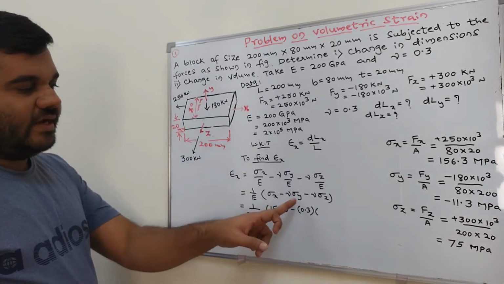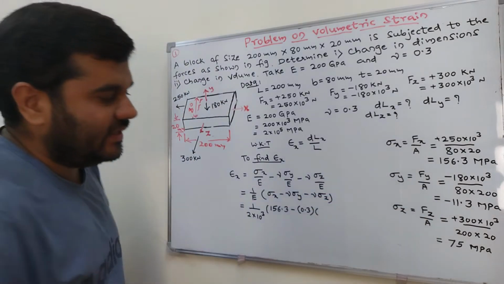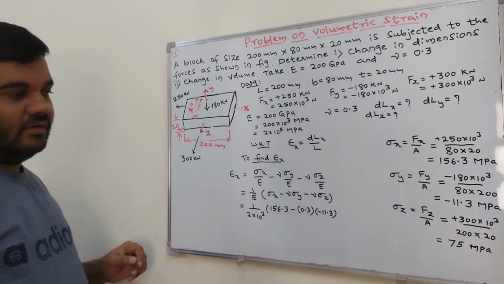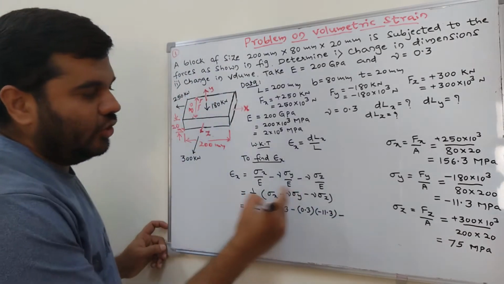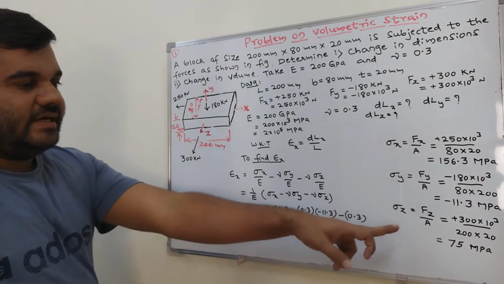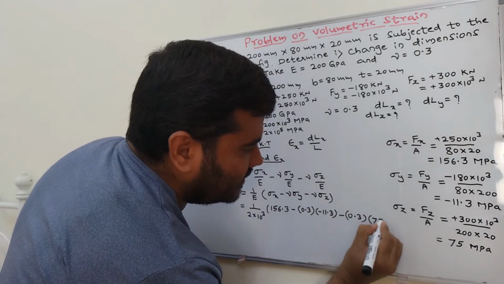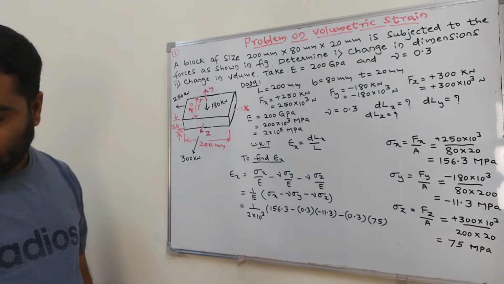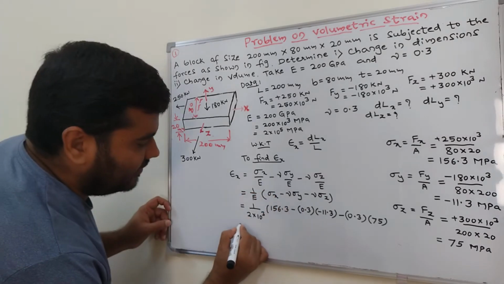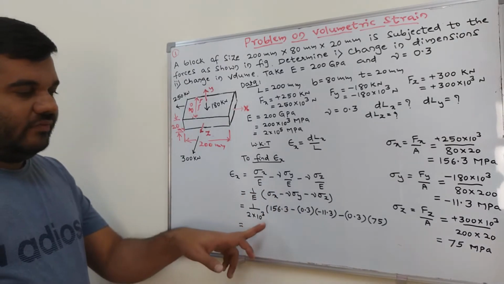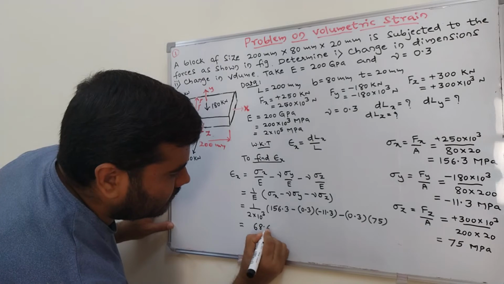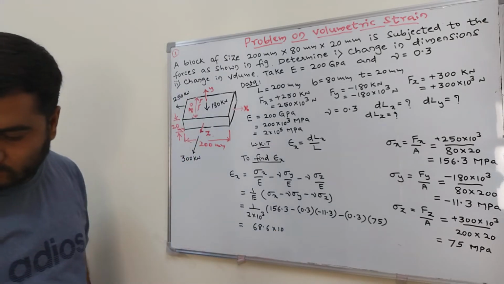Next, stress in y direction, sigma y, is minus 11.3, minus nu, which is 0.3, and sigma z is 75. After substitution and simplification, I will get the value, that is 68.6 into 10 raised to minus 5.